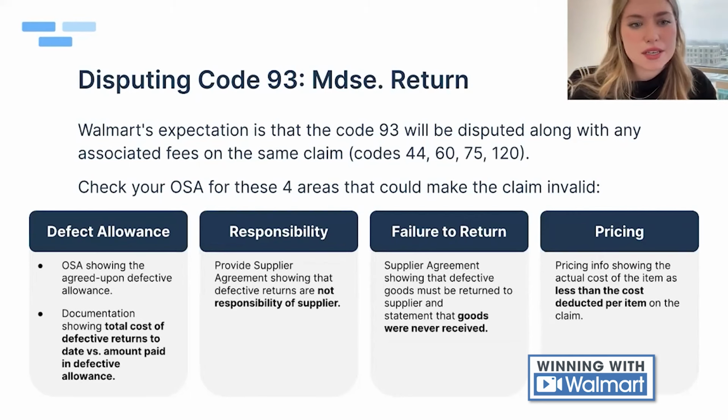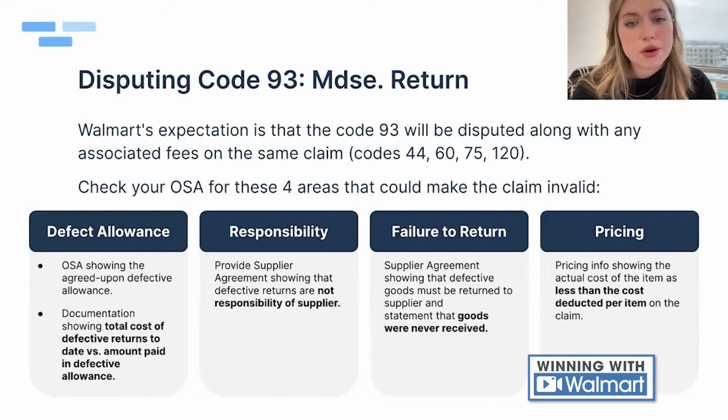What this looks like is a defect allowance. You're going to check your supplier agreement showing the agreed upon defective allowance. This is the amount of money that you are agreeing to with Walmart, basically a percentage of what you think is going to be defective, and you're just giving that to Walmart. You want to show in your documentation the total cost of defective returns to date versus the amount that you've actually paid in defective allowances. So you want to make sure: am I meeting that threshold of allowances that I've agreed to with Walmart? Have I surpassed it? Am I under it? And then provide that as proof to Walmart if that is the case.